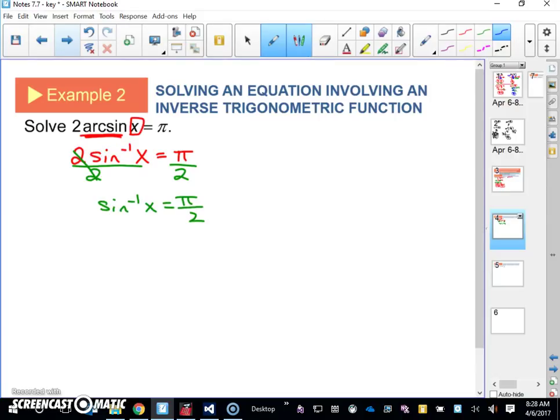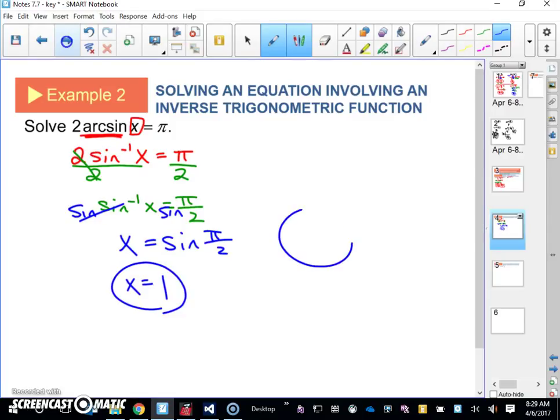If I want to isolate x, I have to get rid of this inverse sine. What's going to do that? Sine. Good. Let's take sine of both sides. Sine of inverse sine of x is just x. So x is going to equal whatever sine pi over 2 is. So we have sine pi over 2. Sine pi over 2, straight from the chart, equals 1. X equals 1.